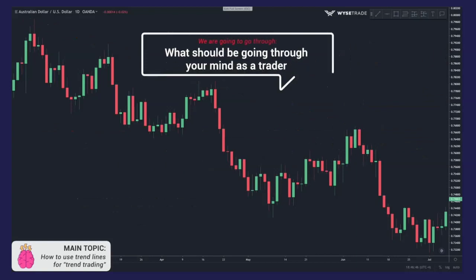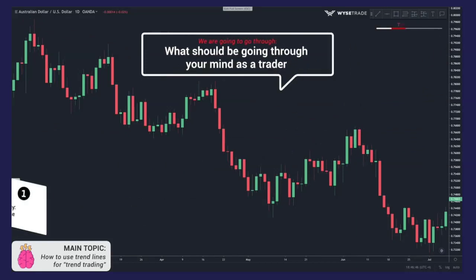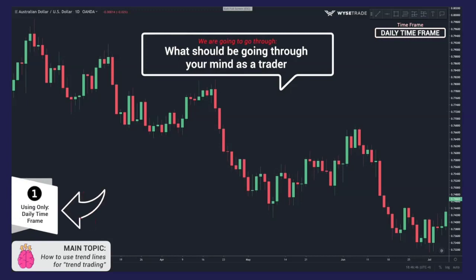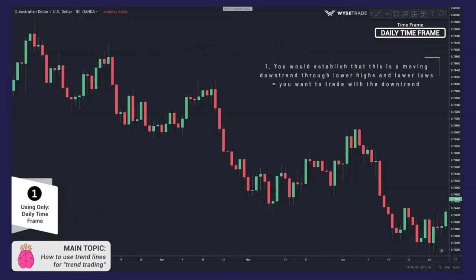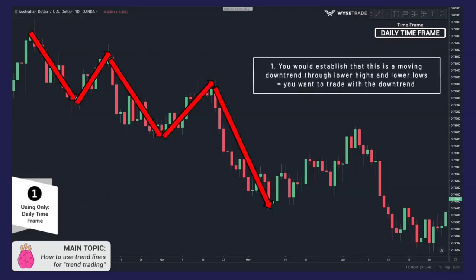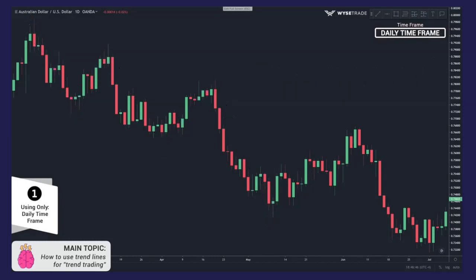Now let's break this down step by step of what should be going through your mind as a trader. Also, to point something out, we are only using one time frame in this example, which is the daily time frame. And the reason this is important is because later in this video, we will begin showing you how to use multi time frames. So first, you would have established that this is a moving downtrend as price was making lower highs and lower lows. So you would want to trade with the moving downtrend.